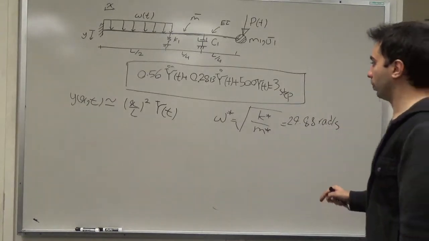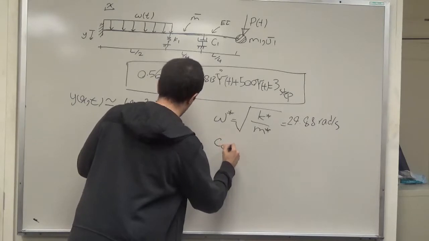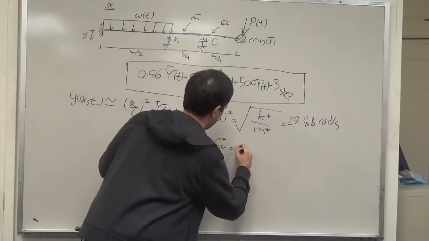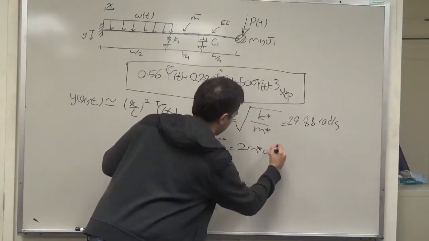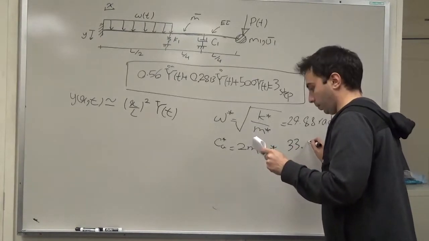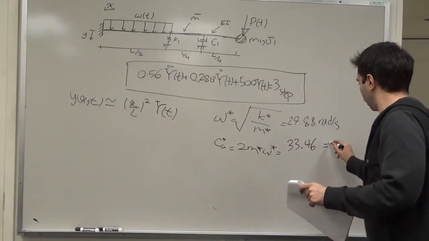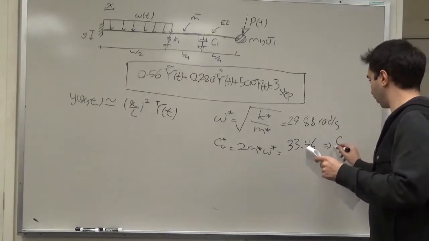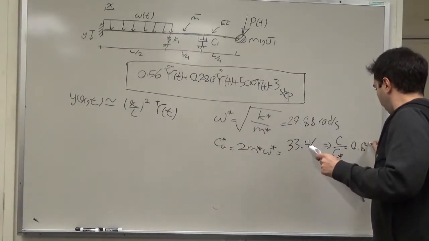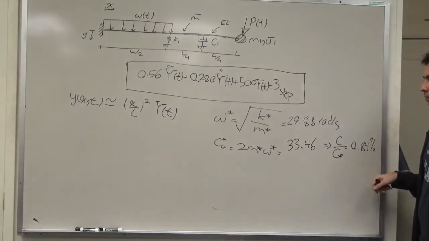And if we want to know what is the ratio of critical damping of this structure, we have to calculate C critical. And therefore the ratio of critical damping, the fraction of critical damping that we have, turns out to be 0.84% or 0.0084.